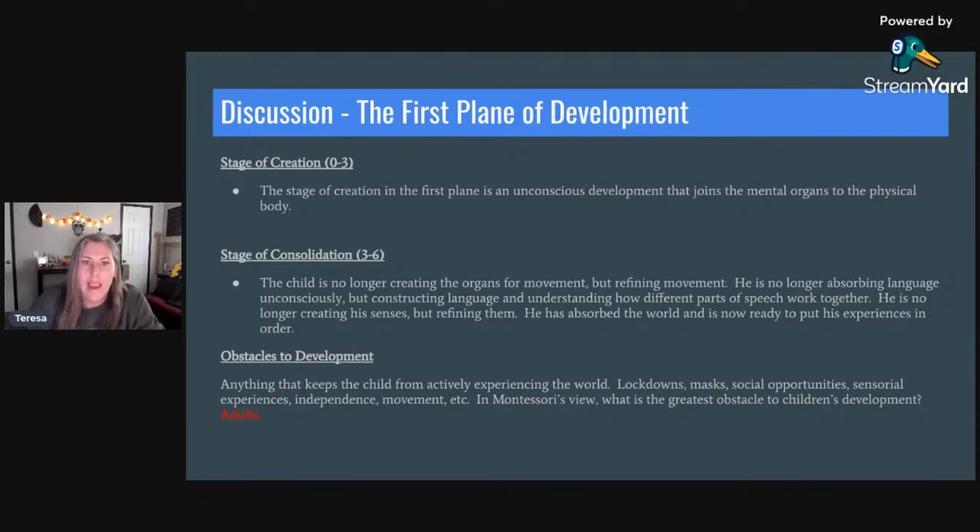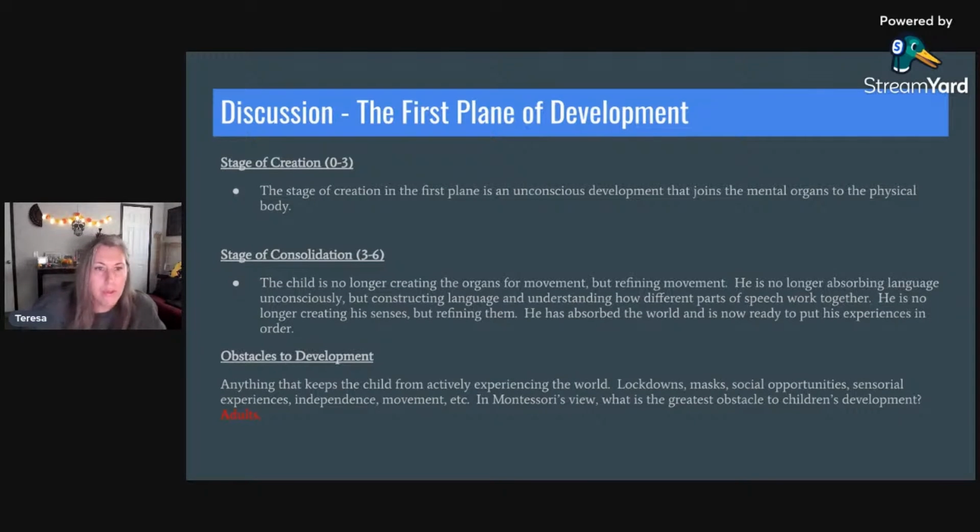And then when we get to be about 3 years old, something different happens. The child is no longer creating the organs for movement, but he is refining them. He is no longer absorbing language unconsciously, but now he's constructing language and understanding how different parts of speech work together. He is no longer creating his senses, but now he's refining them. He has absorbed the world and he is now ready to put his experiences in order.